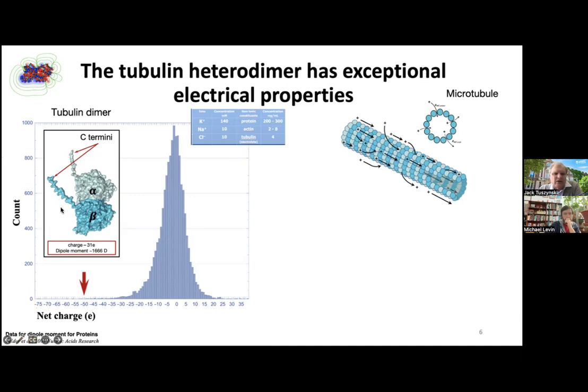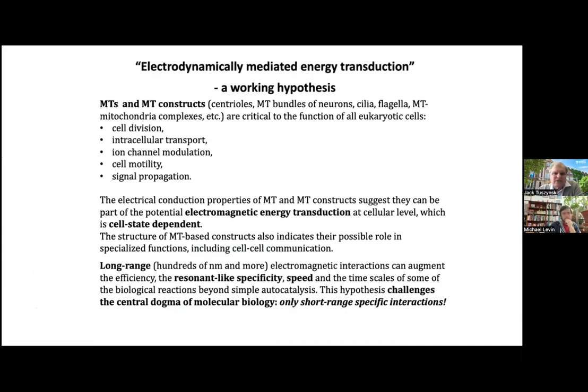C-termini contain about 40% of all the charges, electric charges, and they are flexible. So you can think about them as antennae. And so they will respond to electric fields and electromagnetic fields. And coming back to this, it says here that microtubules affect ion channel activity, modulate.